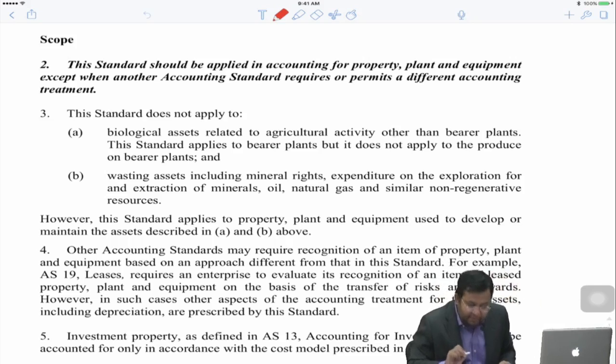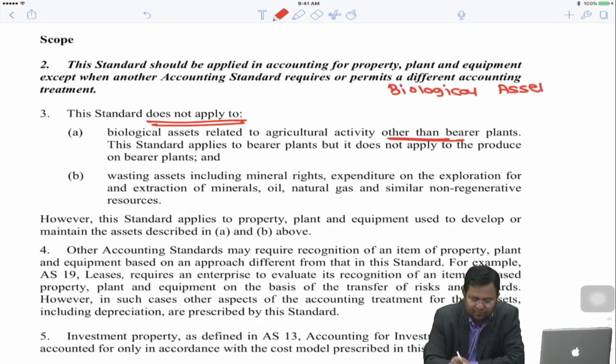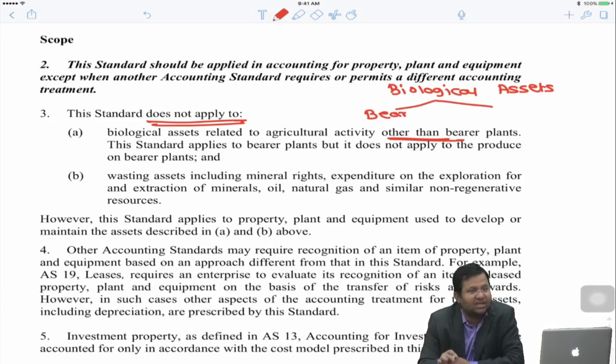Other than bearer plant, एग्रीकल्चर में बेरर प्लांट करके कंसेप्ट होता है, वो सीखना है. मतलब बेरर प्लांट के लिए स्टैंडर्ड does not apply. Does not apply के अंदर does not apply, मतलब negative negative positive. So एक सिंपल लॉजिक करते हैं. Biological assets दो टाइप के होते हैं बच्चों. Bearer plant, और biological assets related to agriculture other than bearer plant.